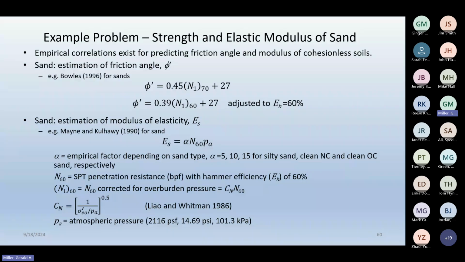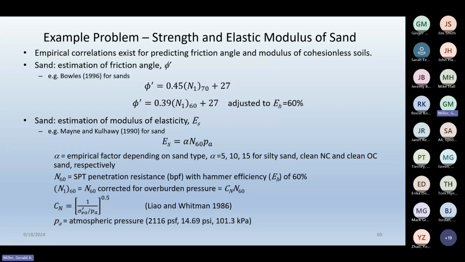Normally, when I approach these problems, I'll use 3 or 4 different correlations and just see what I'm getting for a range. But for this example, I picked this equation from Bowles, and I adjusted it from N170 to N160 because that's what I computed for my values. So this is the friction angle of the sand. Again, that's used to estimate shear strength of sands.